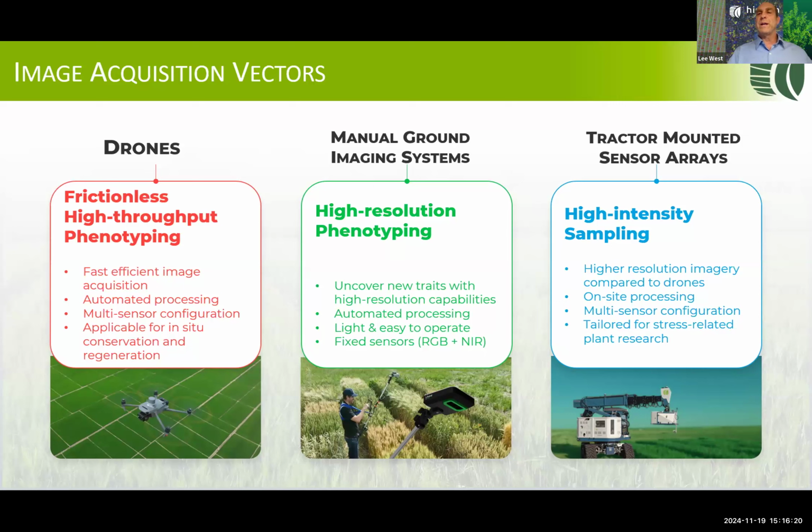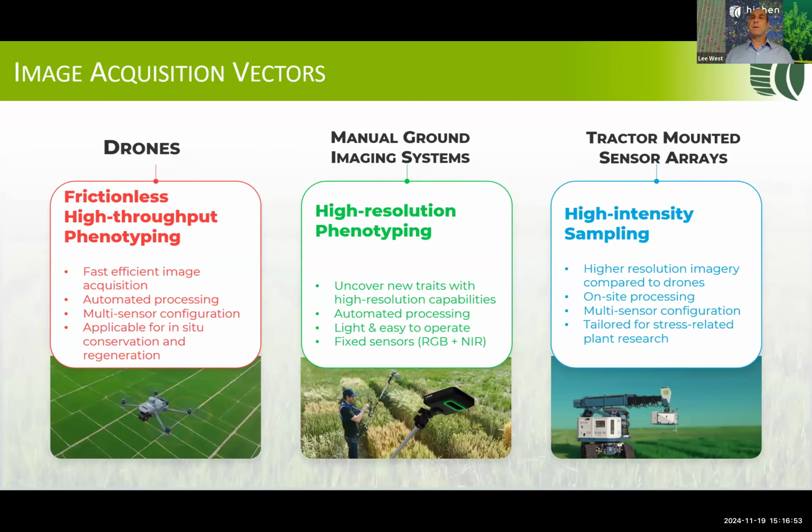Drones are the most efficient way to get across a field quickly, and where there's thousands of plots, it's often the tool of choice for breeders. Drones can carry a variety of sensors from RGB and multispectral cameras to LiDAR and thermal cameras, but they can't really carry all of them at the same time. There are already well-vetted and automated processing pipelines that allow for rapid data delivery, and they could fit well with both in situ conservation and regeneration characterization programs.